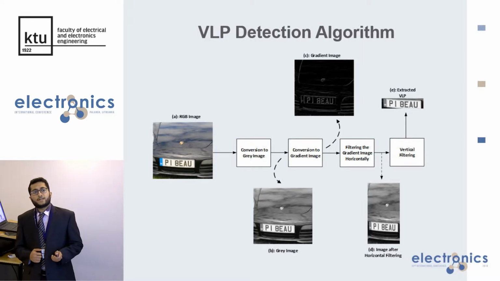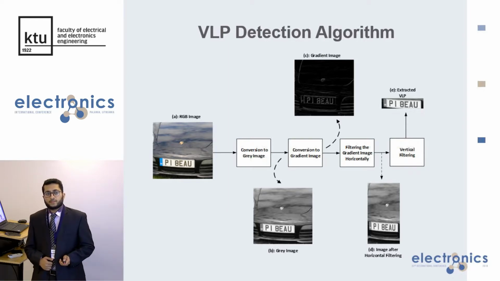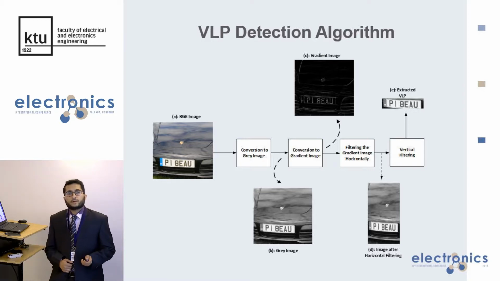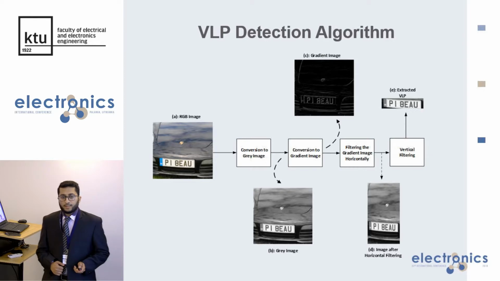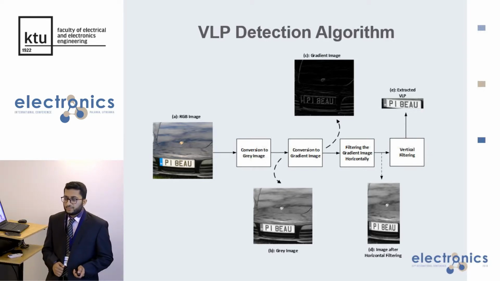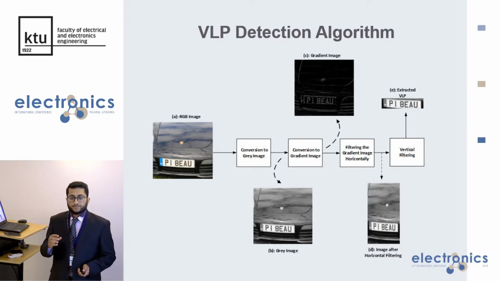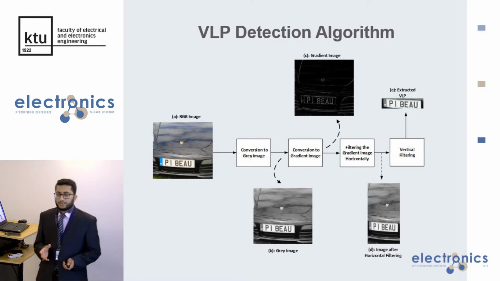Once we have this gradient image, we apply filtering to it in the horizontal direction. We convolve the gradient image with the impulse response of the filter, and the height of this filter is the same as that of the actual image, and the width is based on the approximate size of the object which we are going to detect.